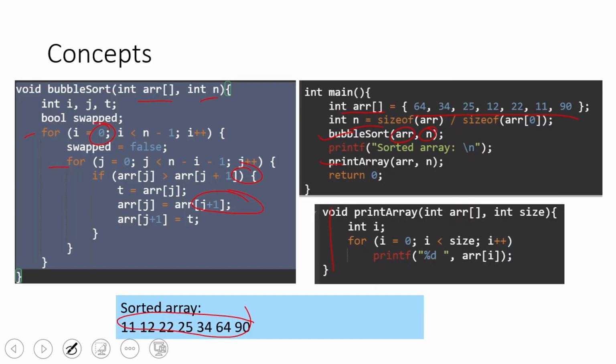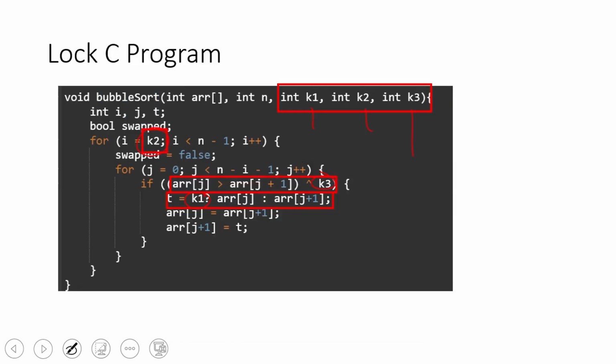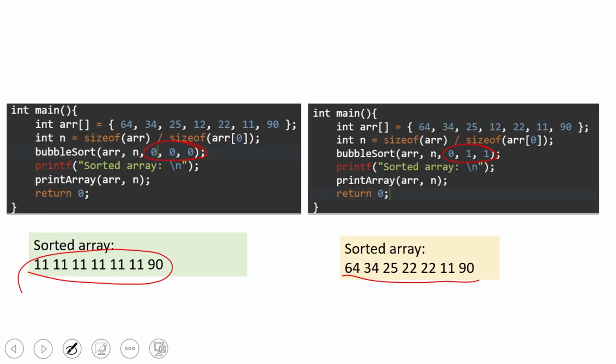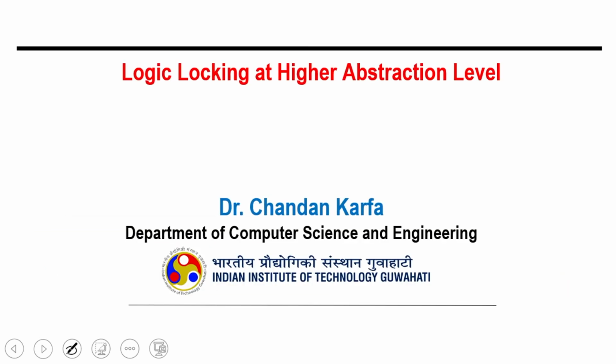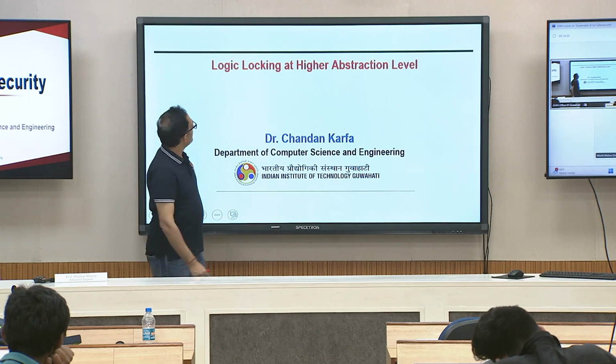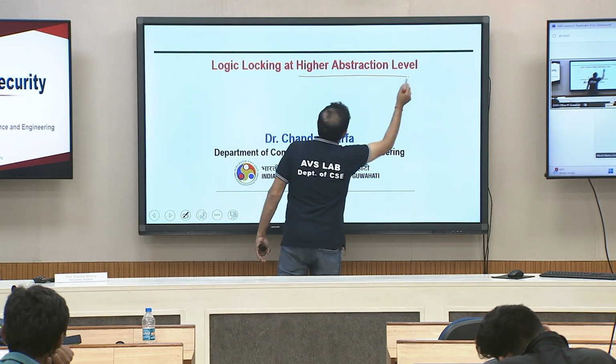So this example, I think, motivates you and gives you the concept. If you look here, I lock this operation effectively, and I lock this condition. So, this is exactly what I have done, and I got this locked behavior, right. And then I have shown you that if you give a wrong key, you will not get the desired results. So, what I am going to talk about in this class is logic locking at a higher abstraction level.